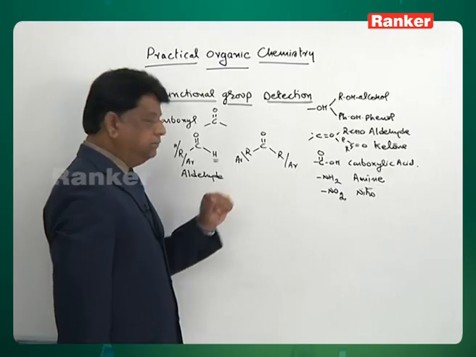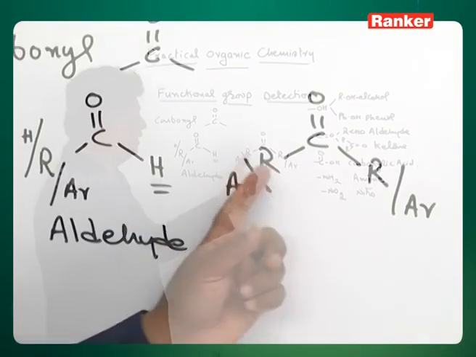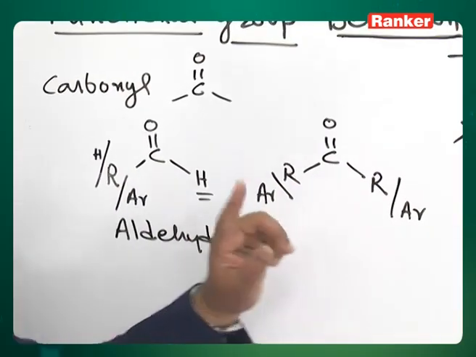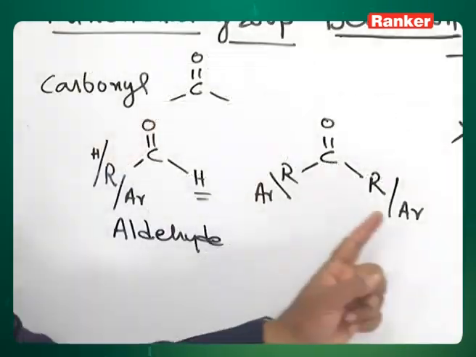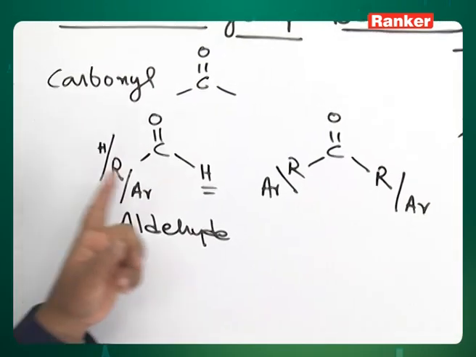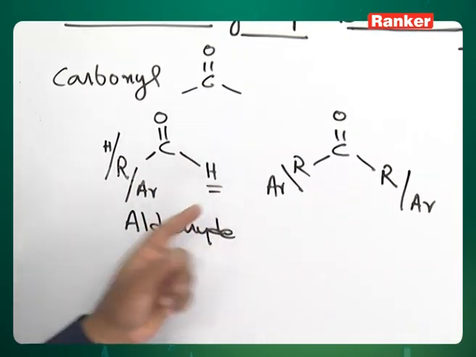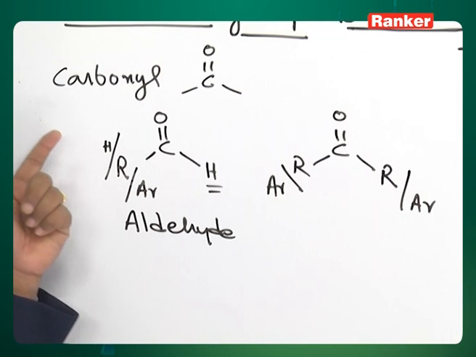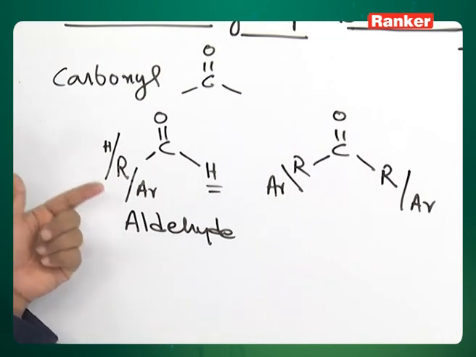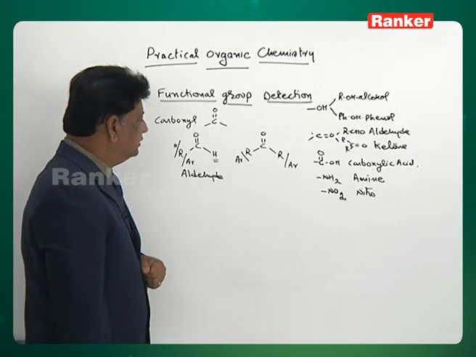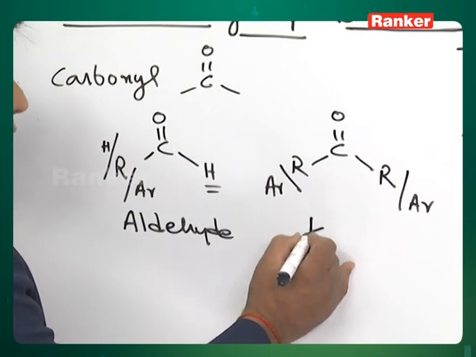Both alkyl saturated system, aliphatic system, one aromatic and one aliphatic, or both aromatic are allowed. Here in aldehydes, one side hydrogen is a must, the other side you have an option of hydrogen, option of alkyl, option of aromatic. So this is the ketone variety.